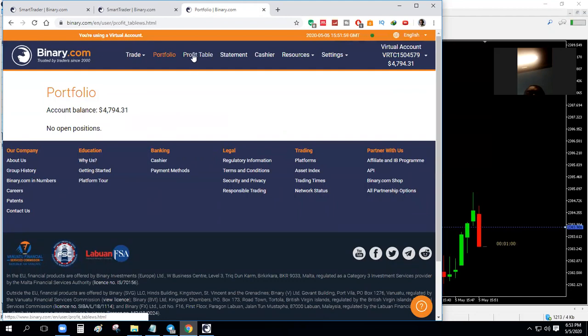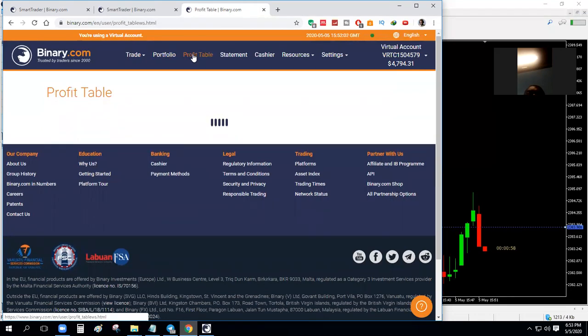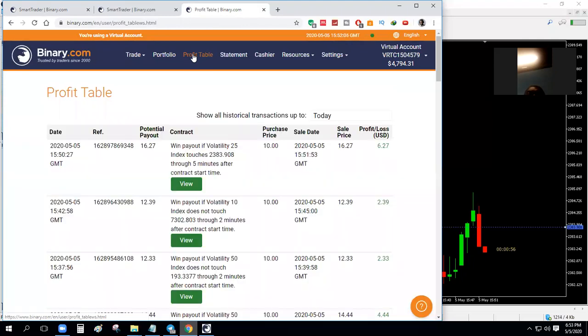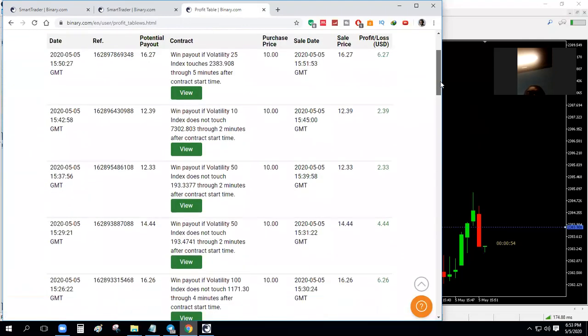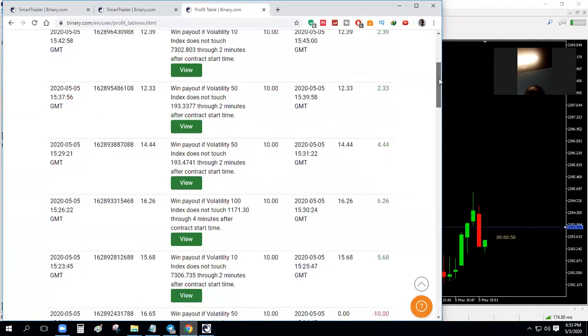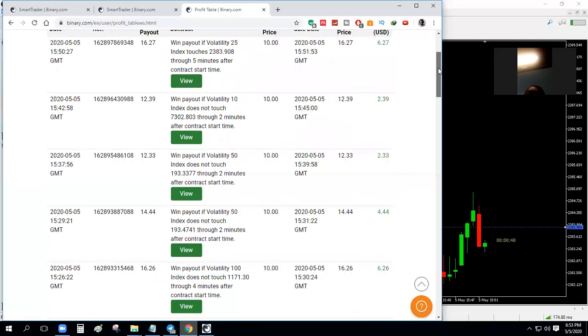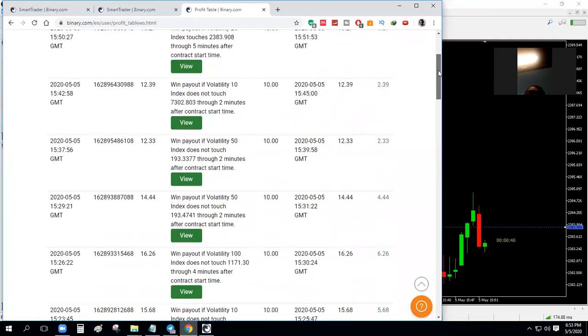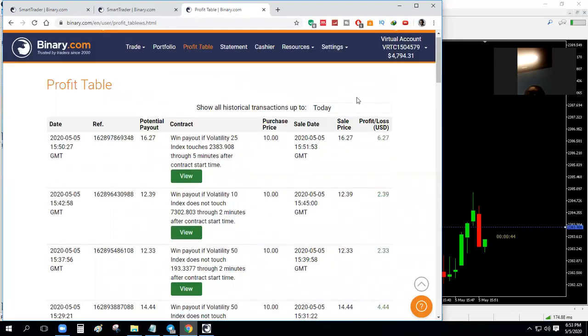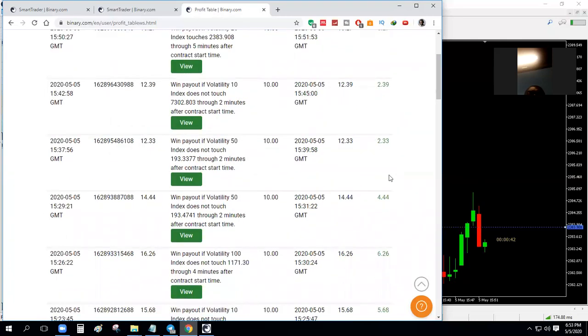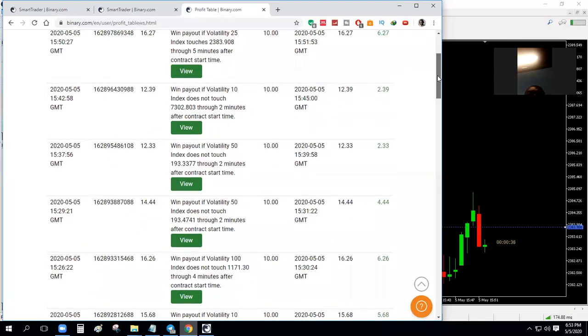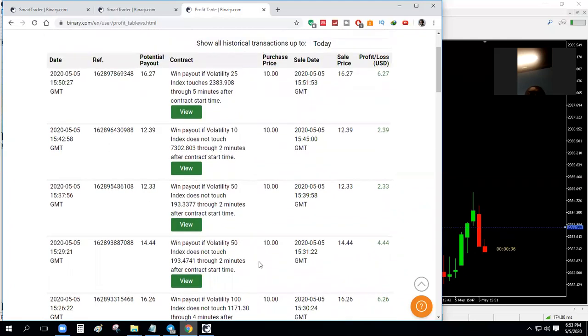And your profit table is here. So to see the trades we have placed today, although in demo, you'll see them here. Do you see how almost all trades we placed are profitable? Can you see that, guys? Yes. That is the beauty of trading touch, no touch options, because you rarely lose a trade if you know what you are doing.